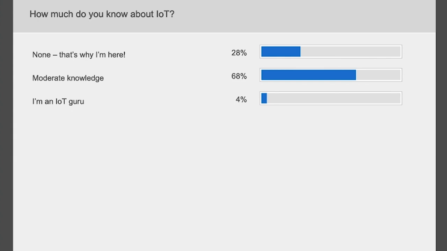Now, if we look at the responses from our audience about how much they know about this topic, just under a third are newbies when it comes to Internet of Things. As we would expect, a lot of people have moderate knowledge about this, and a few people are IoT gurus, which is good.